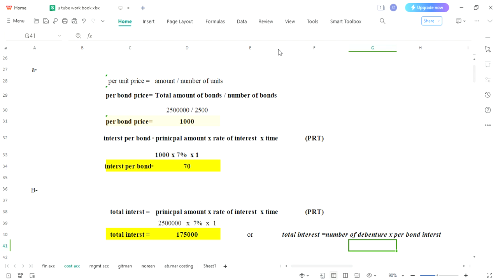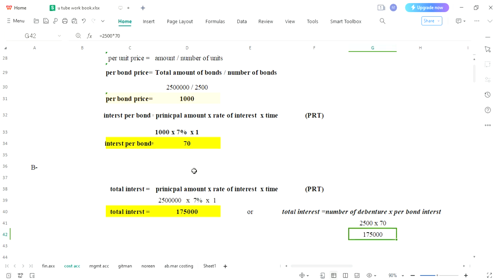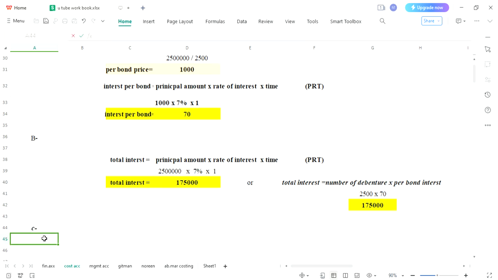Number of debentures, which we were given in the question, is 2500, and for each debenture you are getting 70 as your interest. So finally, 2500, if you multiply it with 70 per bond, you have got the same answer. So these are two different ways in which you can calculate your total amount of interest. Please note it down. Both methods are equally important. B part is ended. Now let's see what C part is saying to us.